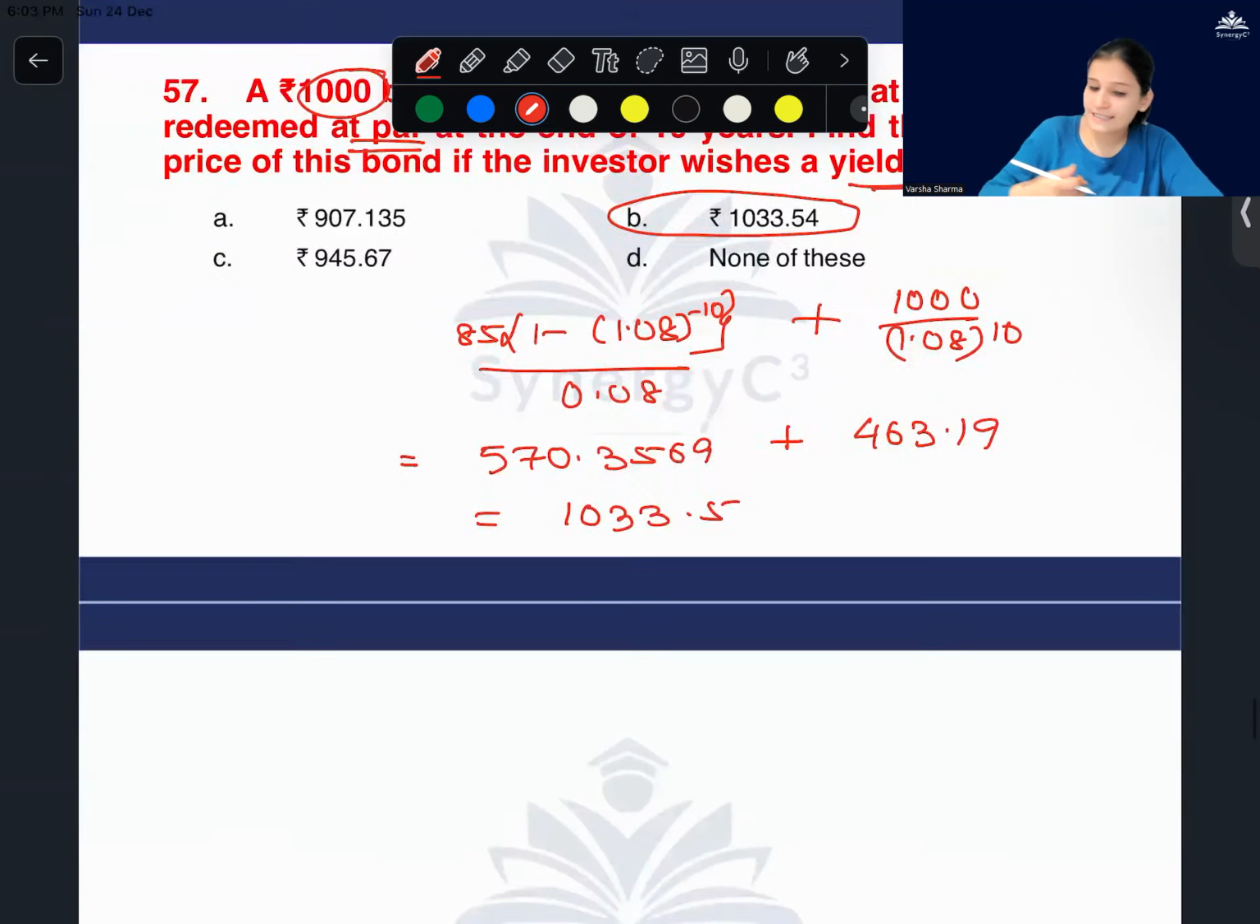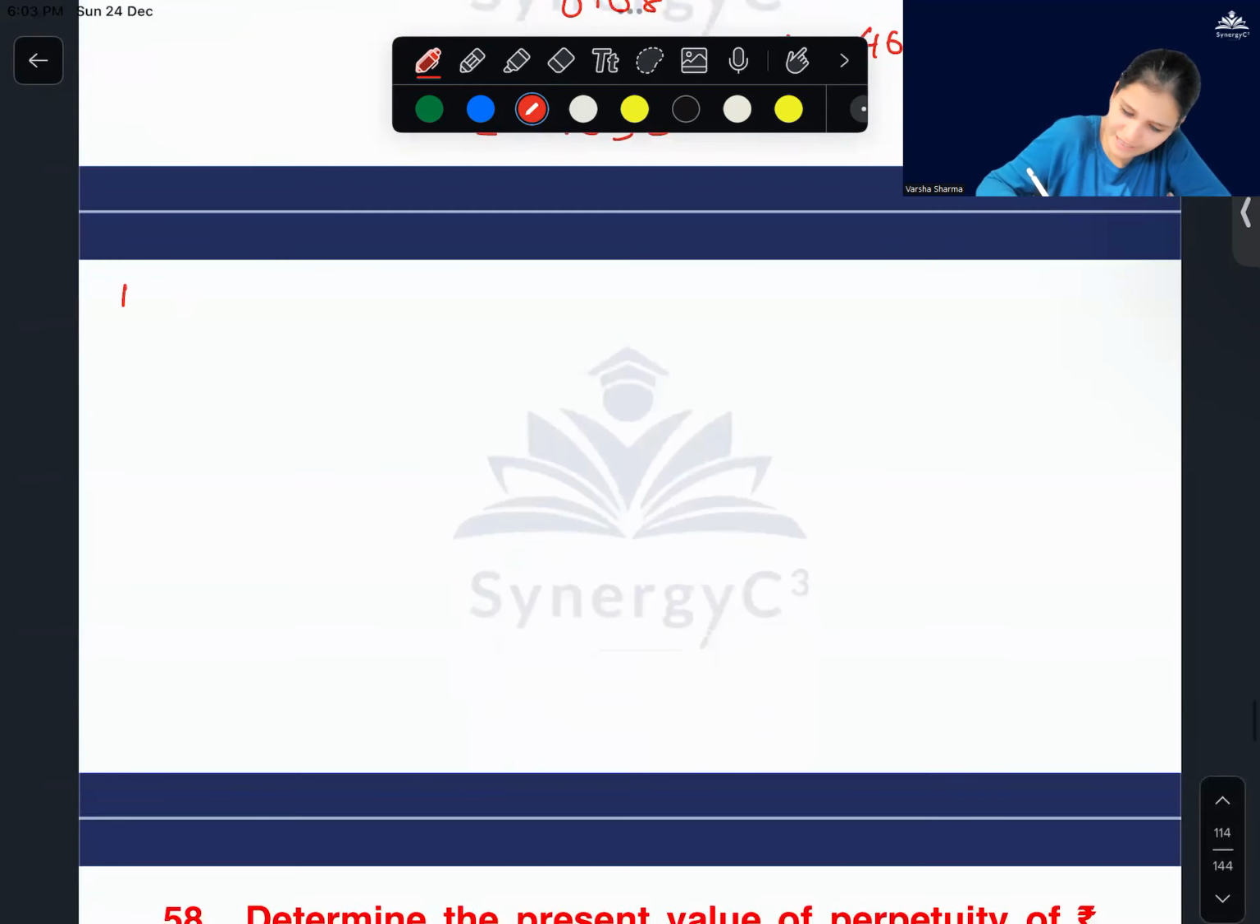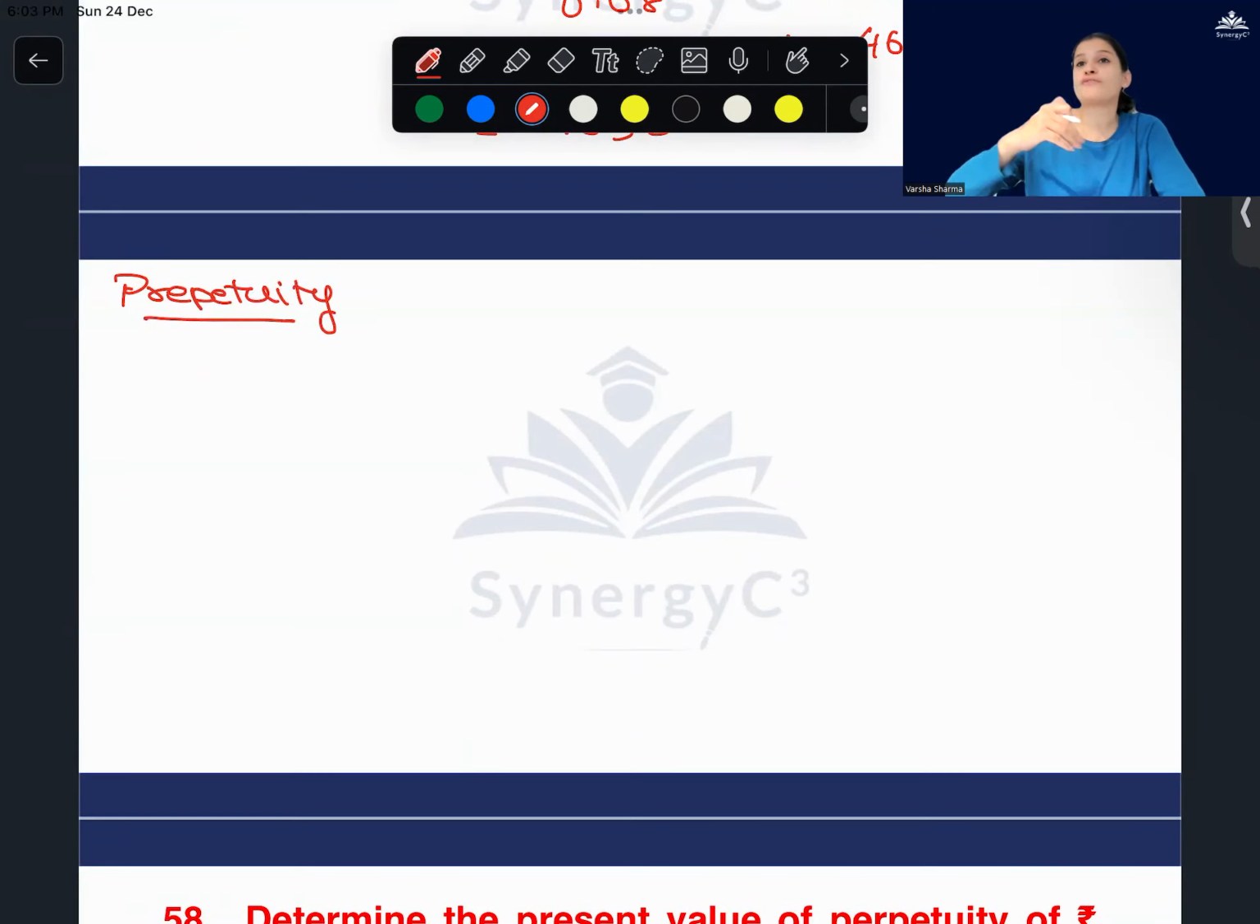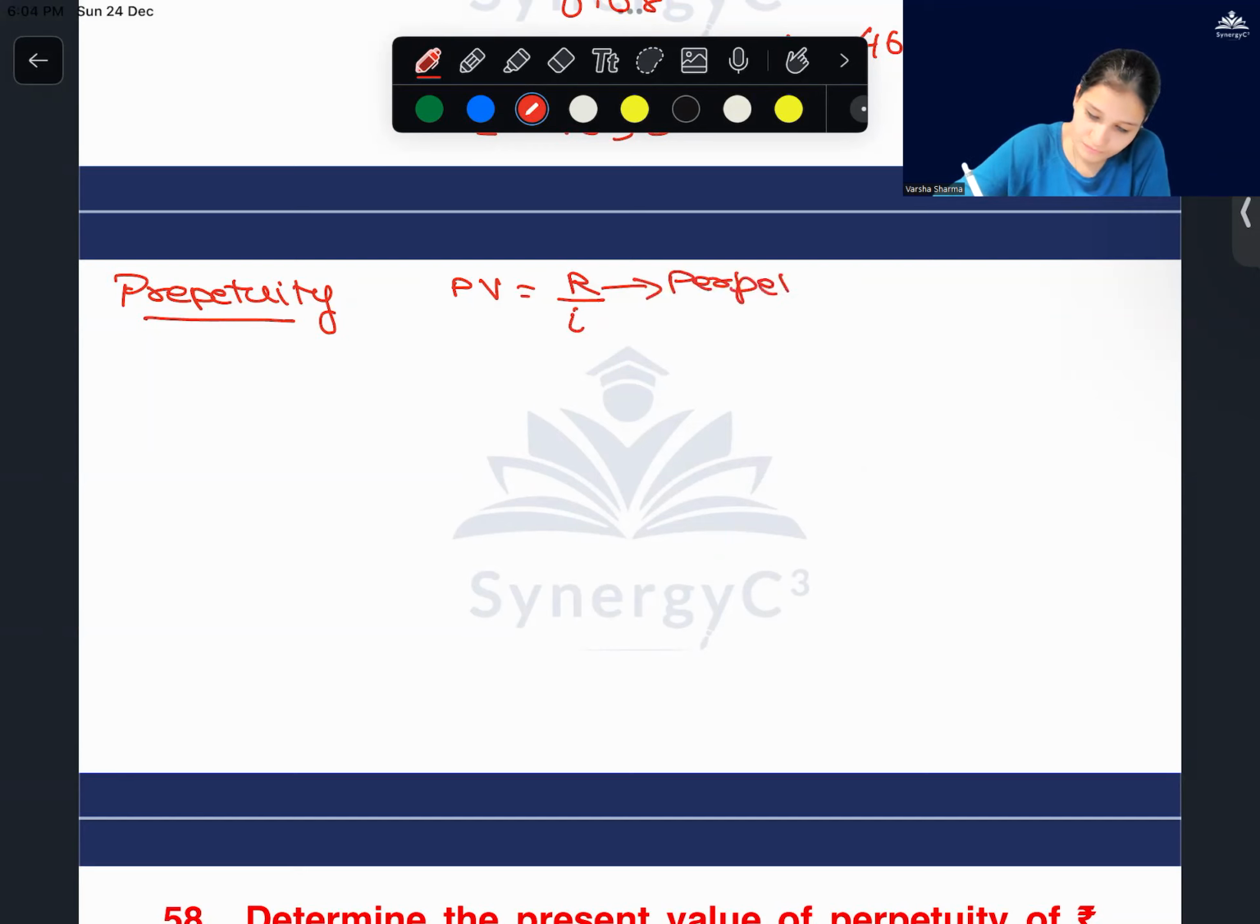The next concept is perpetuity. Very easy. Perpetuity is again an annuity, an annuity that goes on forever, as long as you live. So if it is forever, then we can never talk about future value in a perpetuity. In perpetuity, there is only one concept, present value, backing it out, back tracing it. So present value is R by I. R is your perpetual amount. That is the annuity.